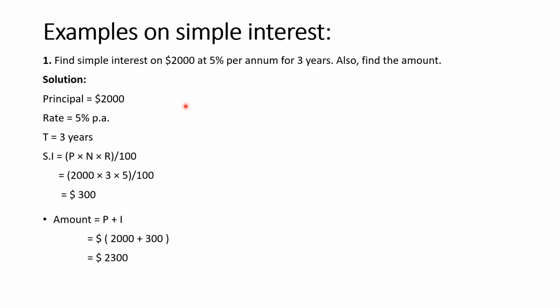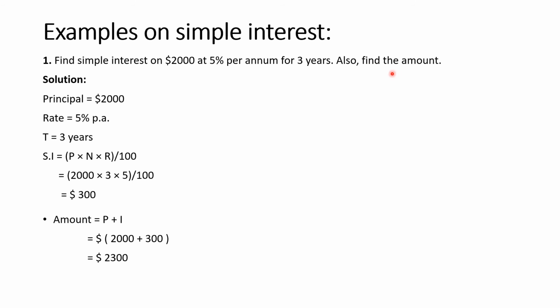Let's take an example. Find the simple interest on $2,000 at 5% per annum for 3 years. Also find the amount. So now we know the formula to calculate simple interest is PNR by 100. SI equals PNR by 100. Now we need to just substitute these values directly from the problem. P is the principal, that is 2000. And N is the number of years, which is 3. And R is the rate of interest per annum, which is 5 by 100. Calculated, and the simple interest is $300.